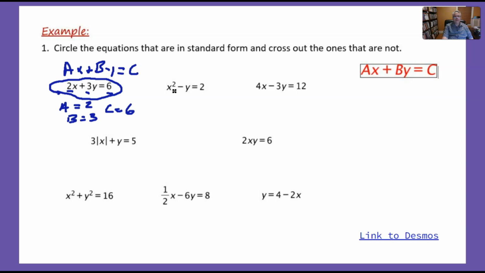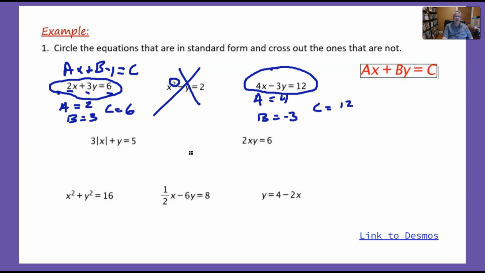All right, this one is not. We can't have any exponent other than 1. So if there's any x squareds, x cubes, get rid of it. That's not a line. All right, look at this one. We have a number times x. B can be negative. So we have a negative number times y. We can think of it that way, equals a third number. So in this one, a equals 4, b equals negative 3, and c equals 12. That is an equation for a line. That's an equation in standard form.